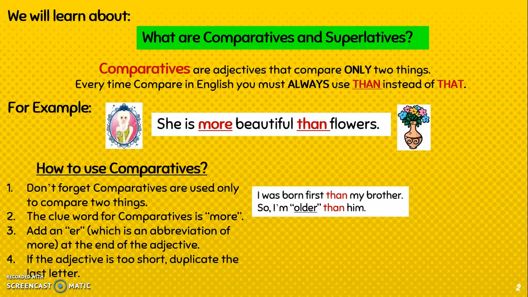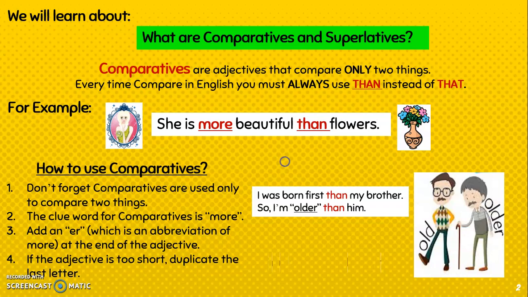Then you would say, I was born first, so I'm older than my brother. What you can't say is, I'm more old than him. This is not correct because it is like mixing the word "more" with the adjective. Well, moving on.